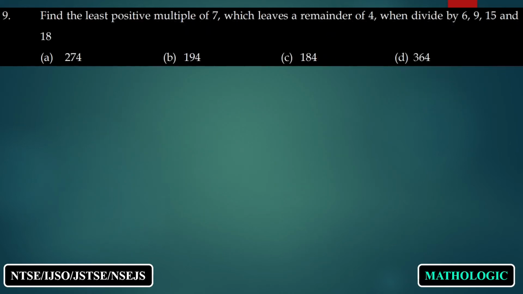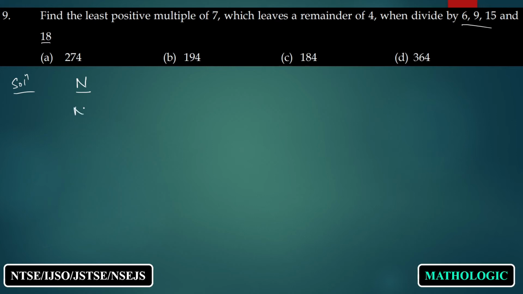Come to the next problem, which says, find the least positive multiple of 7 which leaves a remainder of 4 when divided by 6, 9, 15 and 18, right? So we are having a number. Let us say the number is n. So if we divide this number by 6, 9, 15 or 18, we always get a remainder of 4, which means if I subtract 4 from this number, then these numbers will divide it completely.